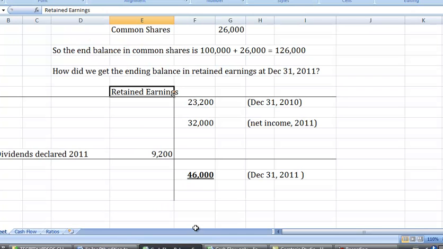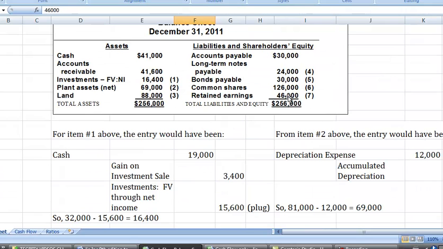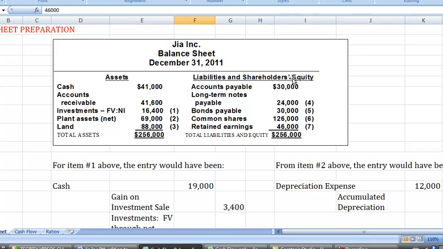So now, if we go back to our question, that must mean that retained earnings increased by $32,000 and decreased by $9,200 when we had our dividends declared. So we know that our retained earnings went from $23,200 to $46,000 if we net out this debit from this credit. All right, so we've got $46,000. So we don't need to plug anything. We can actually calculate it and get $256,000. So this concludes our calculation of all the amounts that we have on the balance sheet for GEA in the following year, 2011.